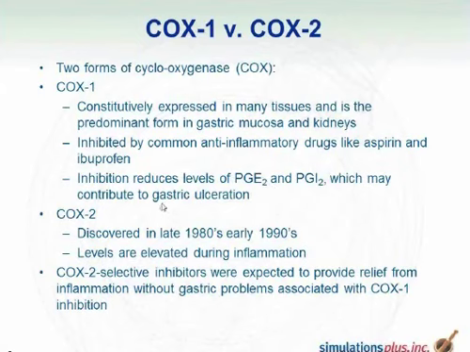In the late 1980s and early 1990s, another form called COX-2 was discovered, and these levels are induced and elevated during inflammation. So the pharmaceutical companies took hold of this and started developing selective COX-2 inhibitors that were expected to provide relief from inflammation without the gastric problems associated with COX-1 inhibition.